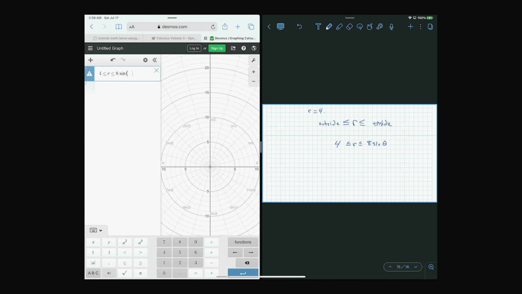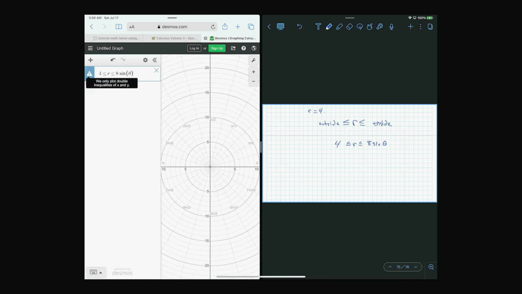Let's find the theta with there. No, wait, it was there, right? It's there? No. How did I do this before? Shift? Oh, it's right there, okay. Double inequalities of x and for y. Okay.